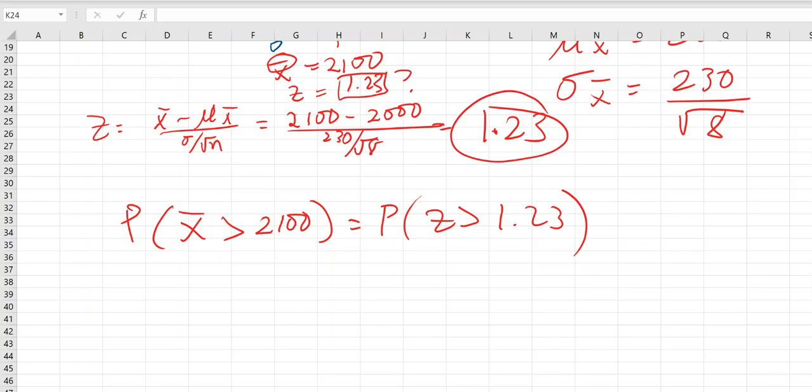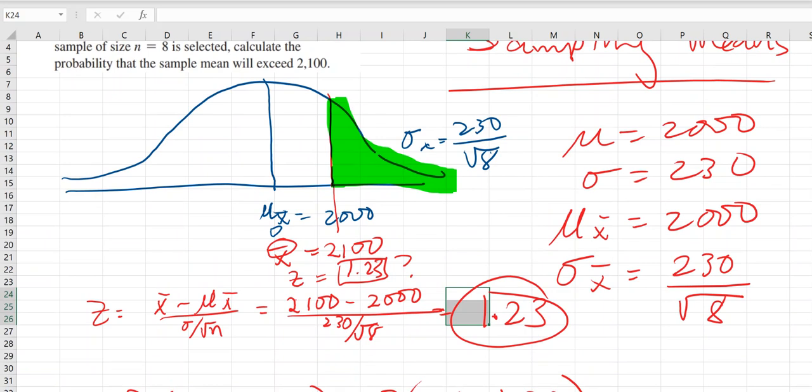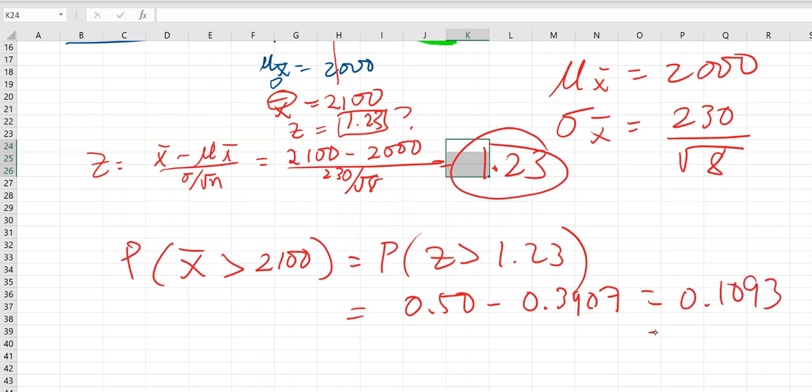But I'm looking for that part, remember. So let's go back. I know that this is 0.3907. I'm looking for the green part, so I need to subtract from 50%. This is equal to 50% minus 0.3907, and that is 0.5 minus 0.3907 is 0.1093, or 10.93%.